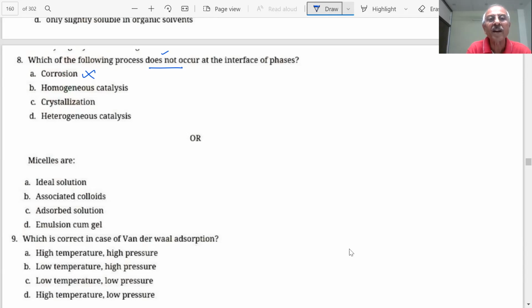Crystallization does occur at the interface. Heterogeneous catalysts occur at the surface. The correct answer is homogeneous. In this case, students, homogeneous catalysis is the process in which reactants and products are in the same phase. In homogeneous catalysis, what happens?